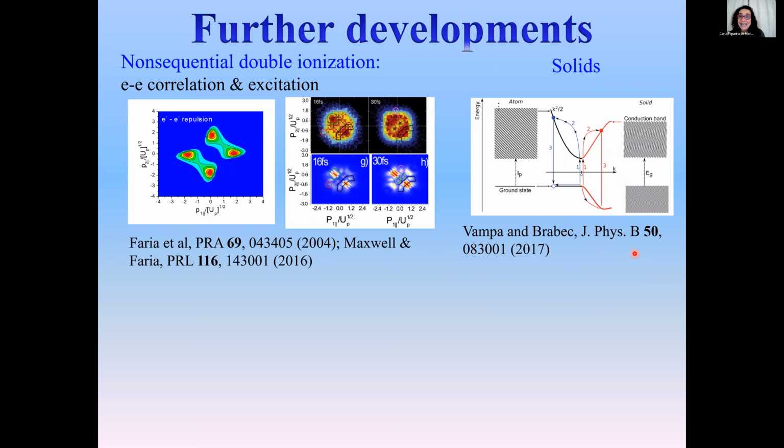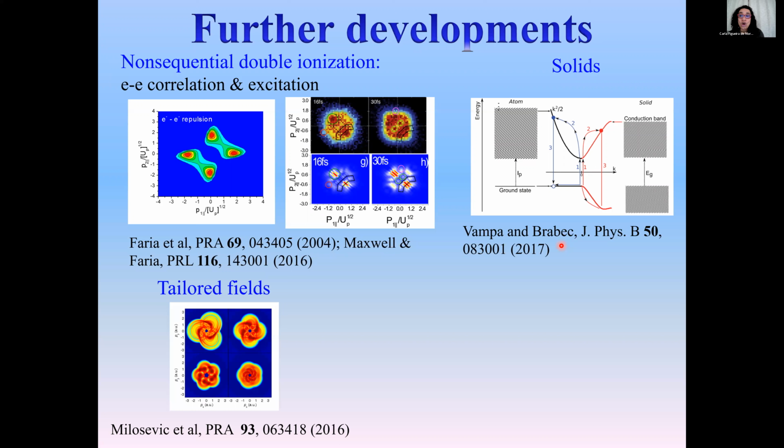Here, people recently have done some work to move towards solids. So how can you change the strong field approximation to consider solids? What would be your continuum? What would be your ground state? What are the assumptions that you make? How do you put in dispersion relations? And you have to consider currents, not a single electron. This has been done by Vampa and Brabec in 2017. A lot of people have been using this and improving it. Also tailored fields. So this is a big area.